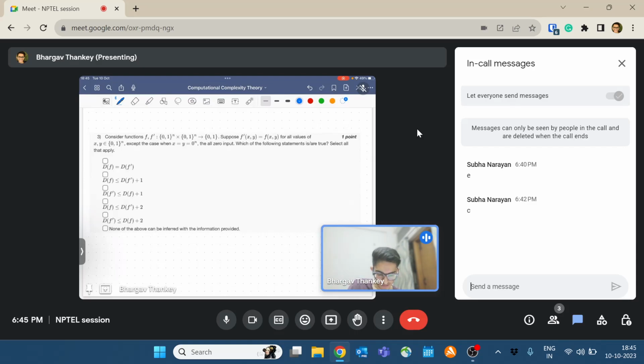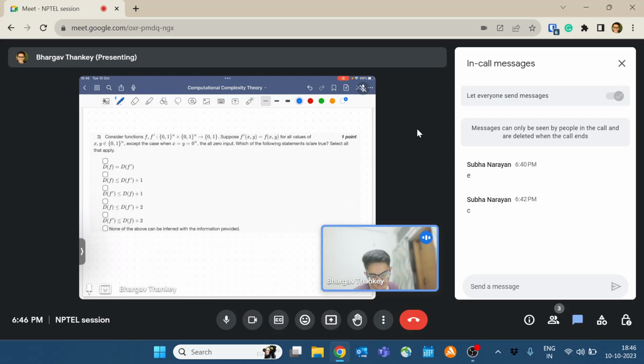Yeah, so the next problem is similar to one of the problems that we solved before. Consider functions f and f prime from {0,1}^n × {0,1}^n to {0,1}. Suppose f prime(x, y) and f(x, y) are the same for all values of x, y in {0,1}^n, except when x and y are both 0^n, the all zero input. Then which of the following statements is or are true? Select all that apply.